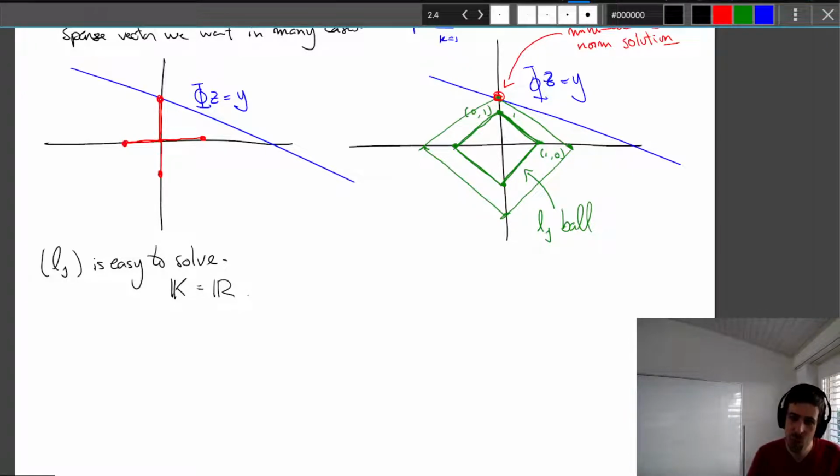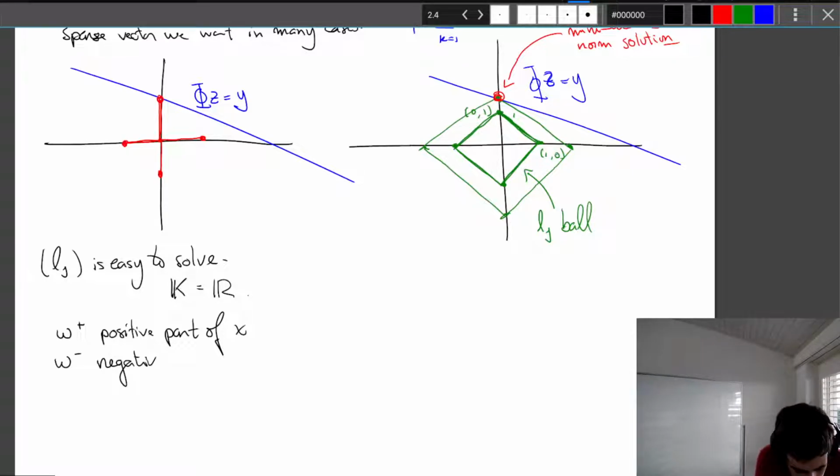And so the way to see this is actually quite nice and quite simple: you create new variables. Think of W plus as the positive part of the variable X, and W minus as the negative part. What I mean by this is, if the entry xk is positive, then omega k plus is that number, and omega minus k is 0.